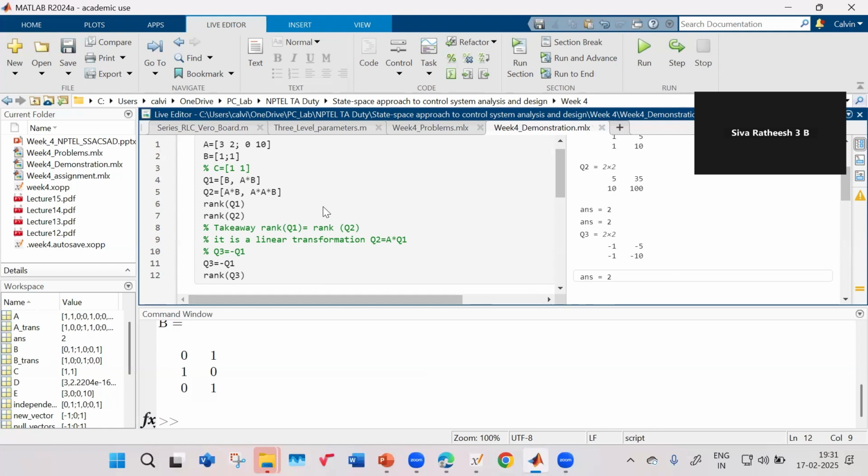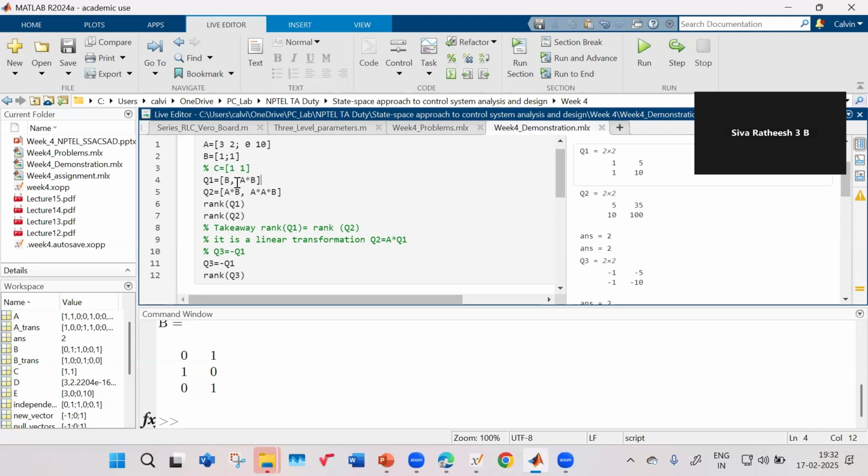Your controllability matrix is the smallest, or the easiest, block from which you can check whether the system is controllable or observable. Now, this is the way I have written the matrix Q1: B, A B. When you write this, you have to be very careful about where you use the comma and the semicolon. The semicolon means I'm going to the next row, and the comma means I'm going to the next column. These are the things I have learned in MATLAB.